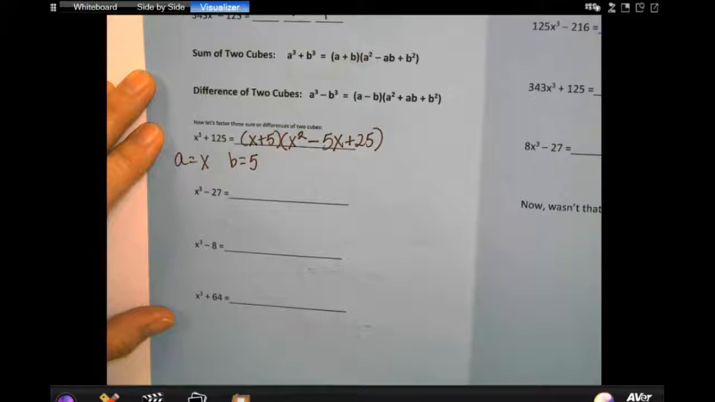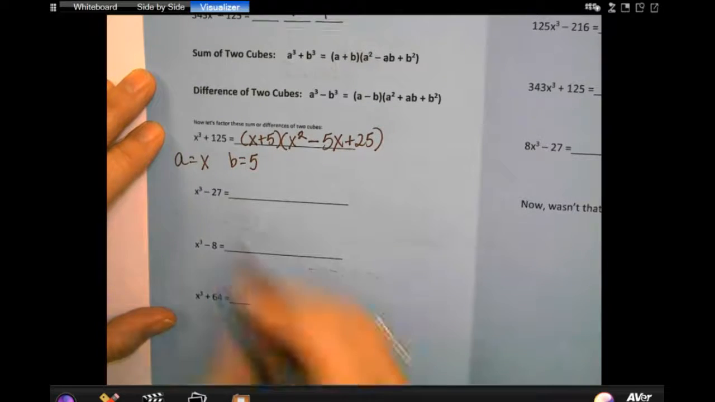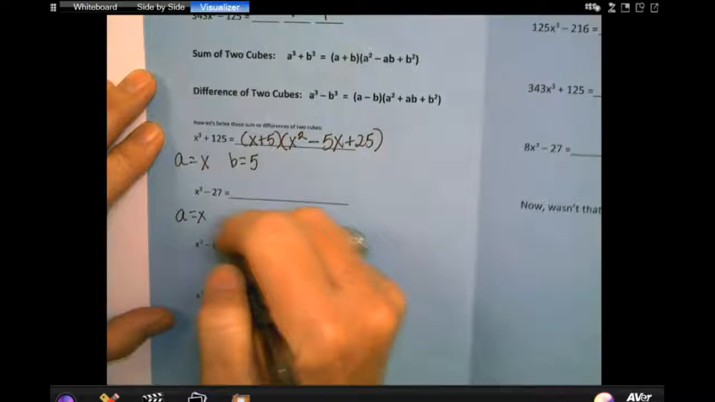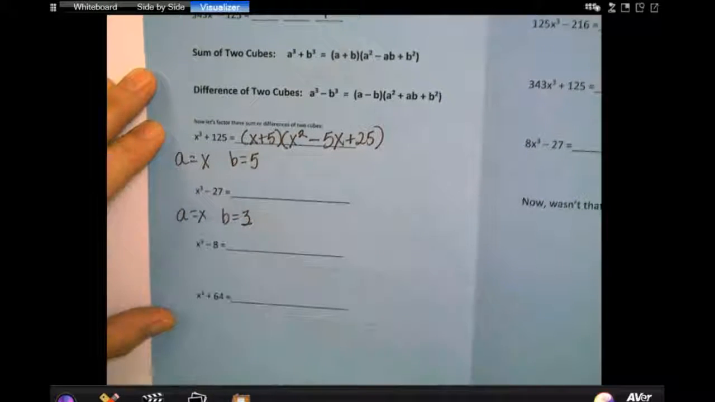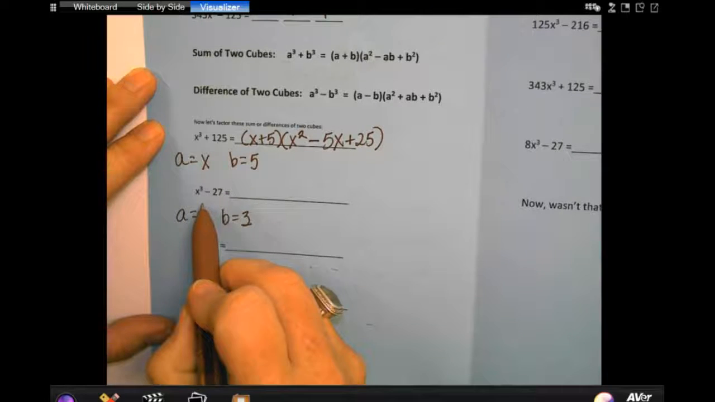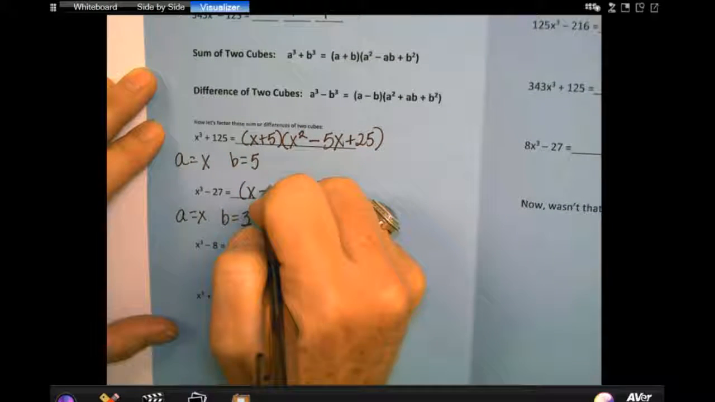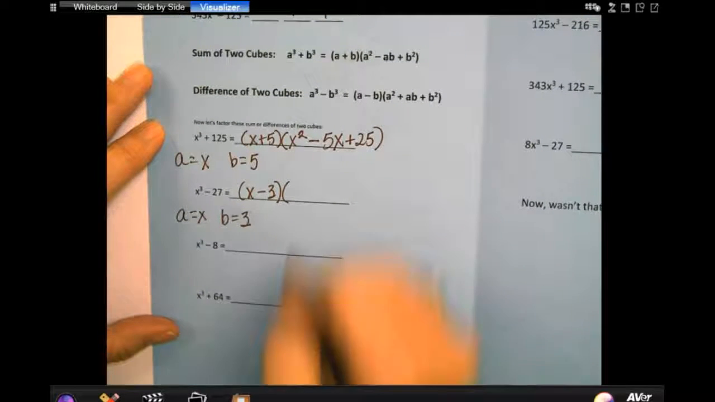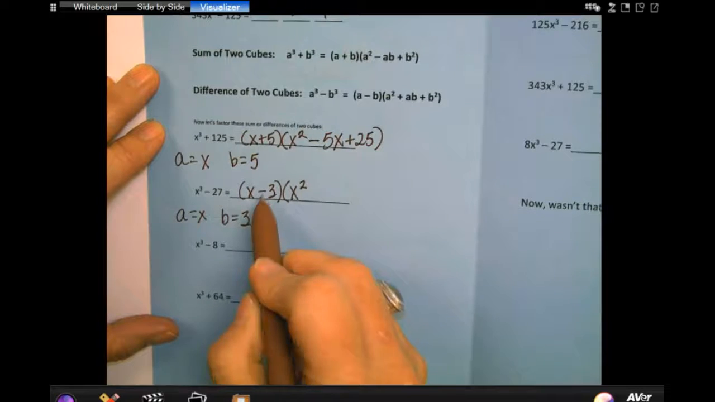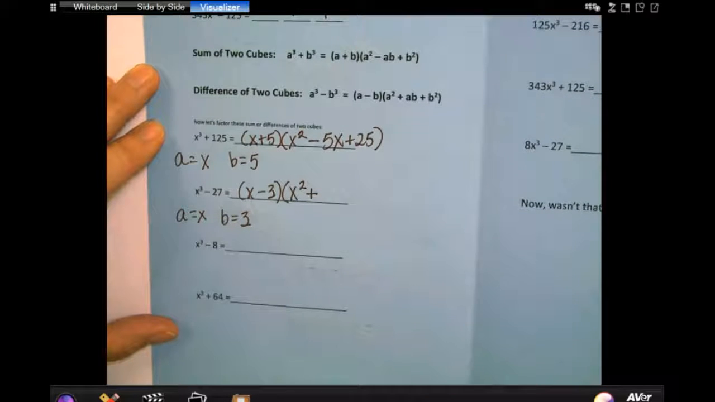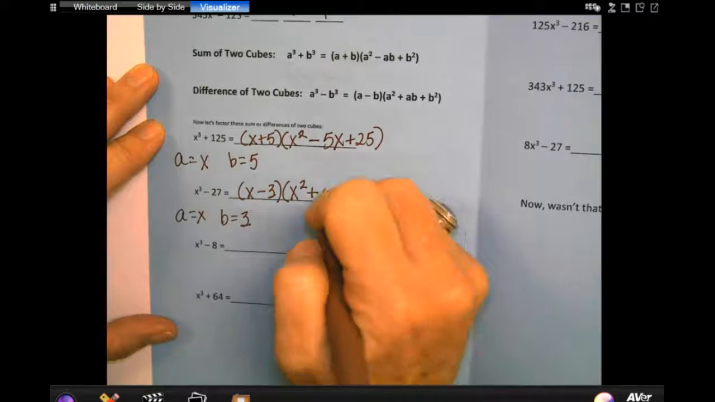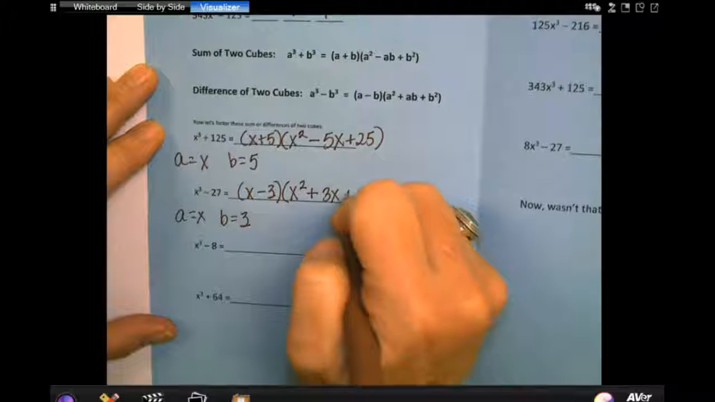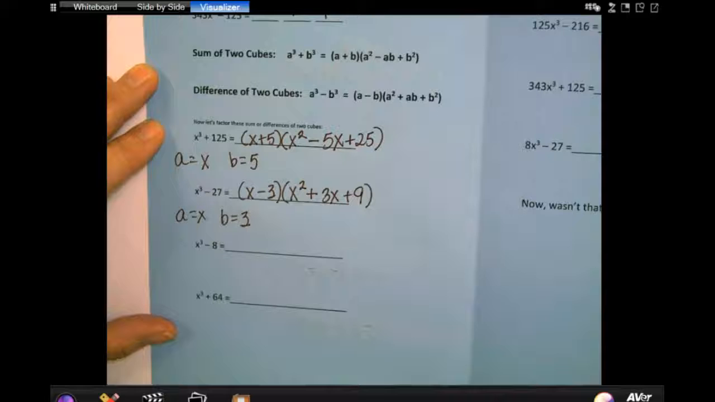I don't know if we're leaving the formula up or not. It's the same thing every time. And you can remember the signs with SOAP. So this one is x, and this one is 3. And this time it's a minus between. So I'm going to have x minus 3. A squared would be x squared. The sign is opposite, so it's plus. A times B is going to be 3x, and then B squared is 9, and it's positive.